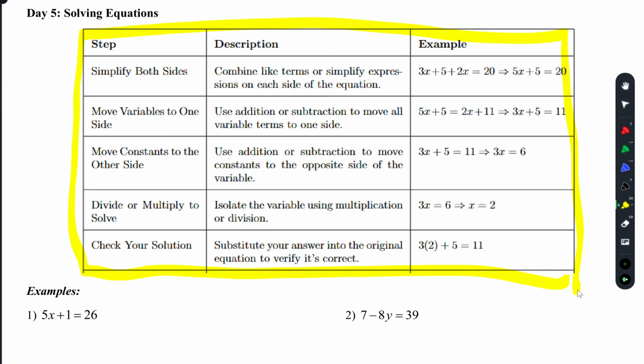Okay, you're going to move x's on one side, numbers on the other, and then you're going to divide or multiply to solve. The key with this is you can check your answer for every single problem and get it right. So you can check every single one. I'm not going to check every single one. I'm just going to do maybe one or two, but you can check every single one.